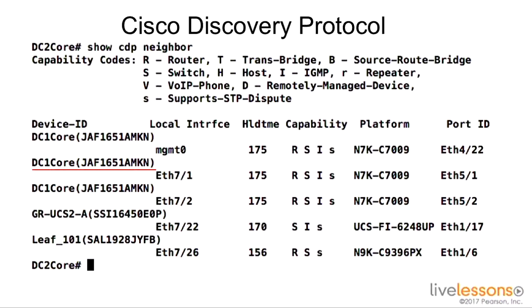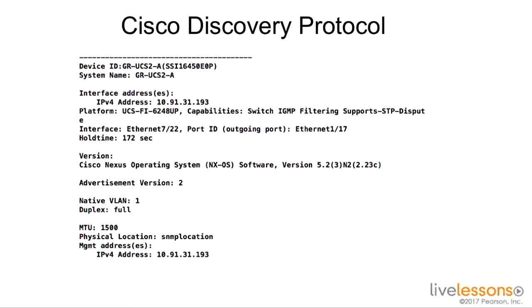I can even get much more in-depth information by running what we call a show cdp neighbor detail, where I can actually see the host name information, I can see the device type, I can see the IP address that is set on the other side, as well as different capabilities and different communication configurations on that switch itself.